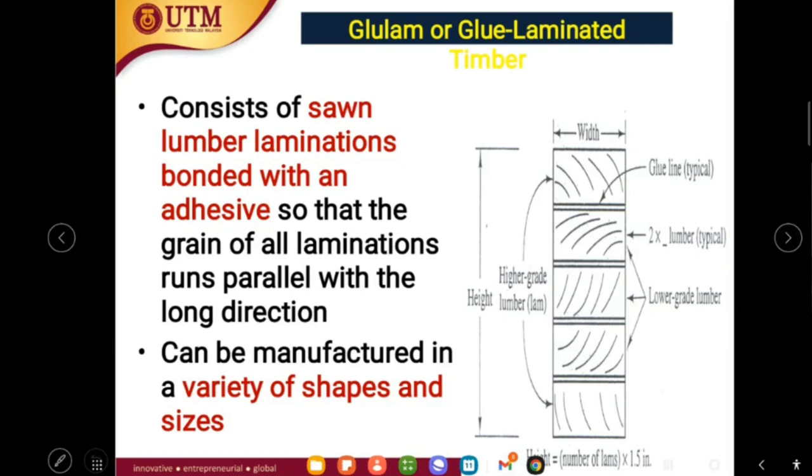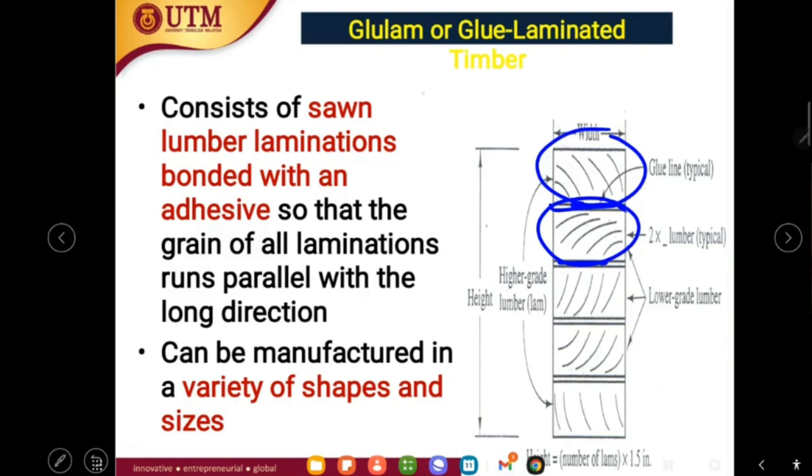Nowadays, I believe some of you might already know there is a type of wood product which we call glulam, not so new because it has already existed for many years, 10-20 years ago, which is what we call glue laminated timber, or glulam. Similarly, glulam is like this. It is sawn lumber lamination bonded with an adhesive. So this is the collected lumber sections, and then they just glue them together to form a new lumber.